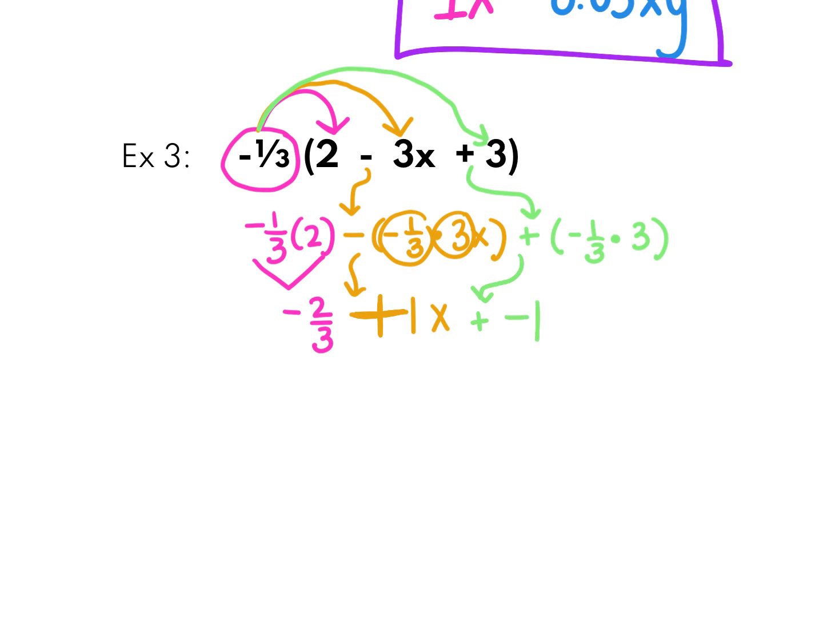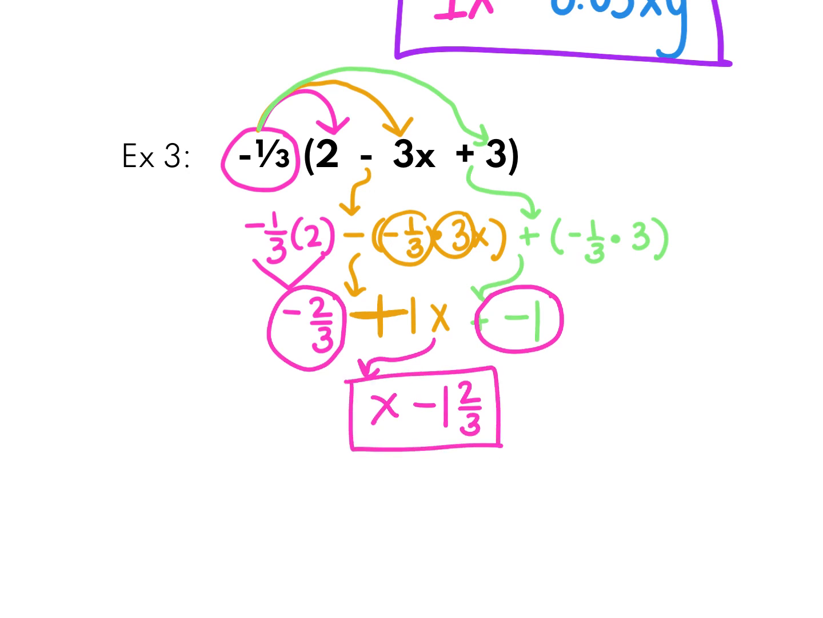We're going to clean this up just a little bit more. So here's how I'm going to do this. I have negative 2/3 and a negative 1. That becomes negative 1 2/3. And again, I just like to put the variable first, but you don't have to. I'm going to put x. I can put a 1 in front of that. I don't have to. And that is how I get my answer.